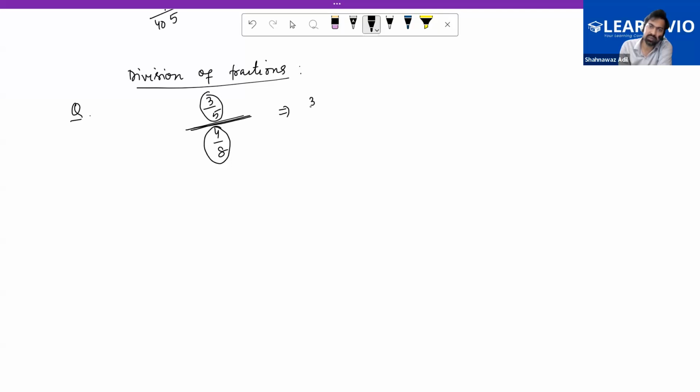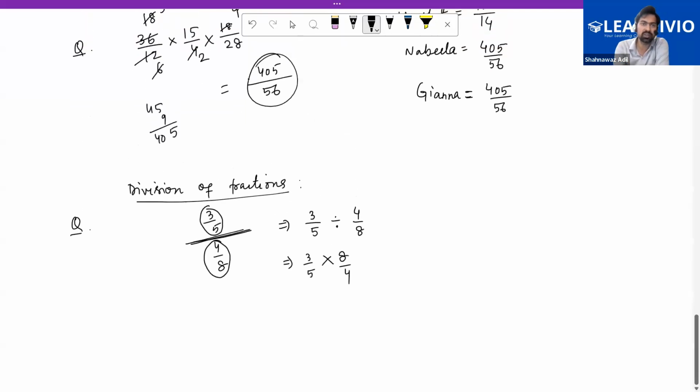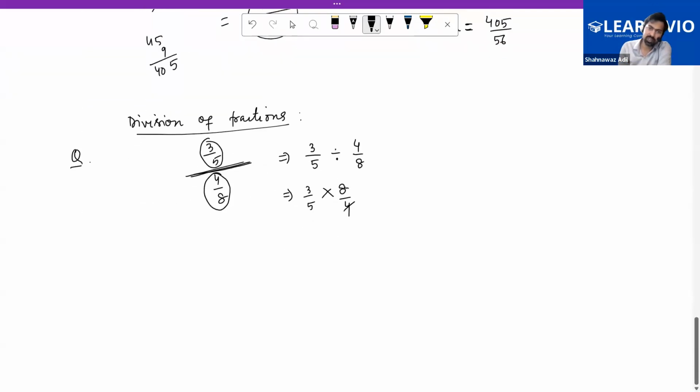So what we will write is this divided by 4 by 8. In these kinds of situations, we change it to multiplication, and then we take the reciprocal of this. So what would that be? 8 by 4. Now we can apply the multiplication operation. So this would be 2, and this would be 6 by 5. That is how we calculate, right?